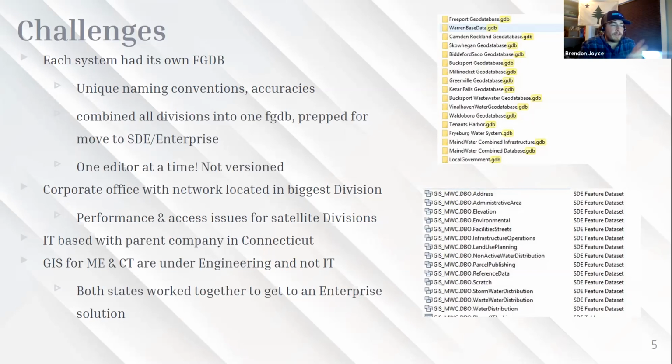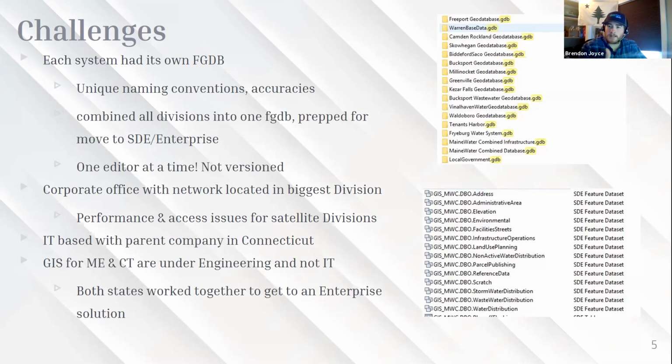Back in the day we had one editor at a time. We had a corporate office in Saco, which was our biggest division. And having that network in Saco really limited all the other divisions, like a Millinocket or a Bucksport that's 2.5 to 3.5 hours away, with not the same internet infrastructure to have a VPN connection, a direct connection to our internal network. And also our IT department was based in our parent company, Connecticut. So we didn't really have that personal touch a lot of times.